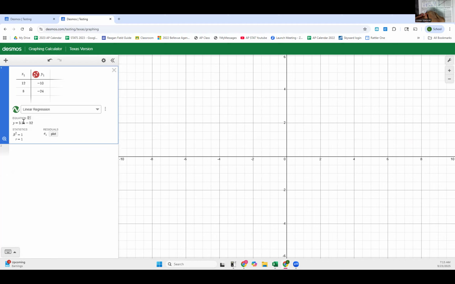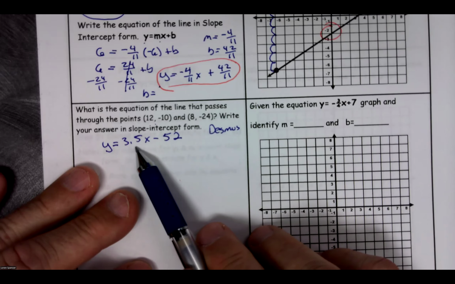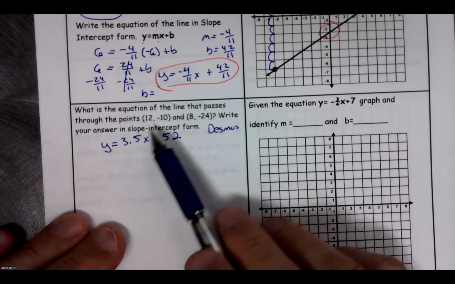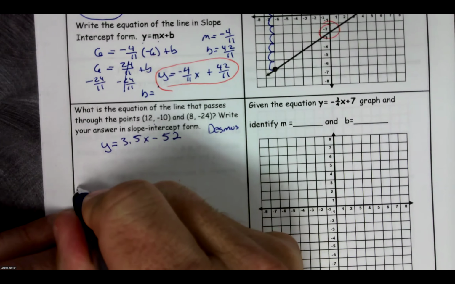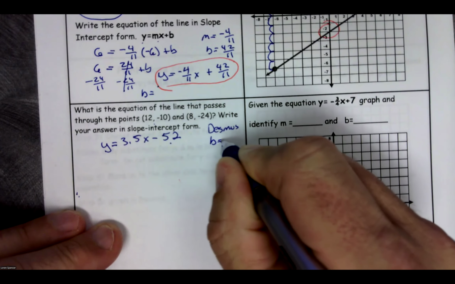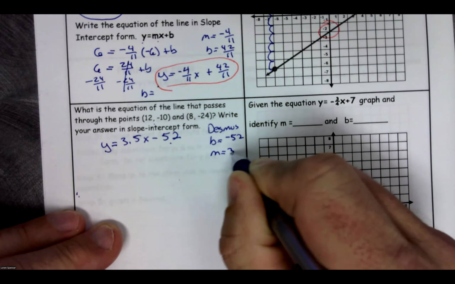So y equals 3.5x minus 52. And I'm going to just show you what I wrote on my paper, then we're going to switch right back to the regression. So y equals 3.5x minus 52. Now, sometimes they won't give decimal answers. All right, sometimes they want this written as a fraction. If they do that, then we're going to need to go back to our formula. And by the way, in this case, B, our y-intercept, is -52, and our slope is 3.5.